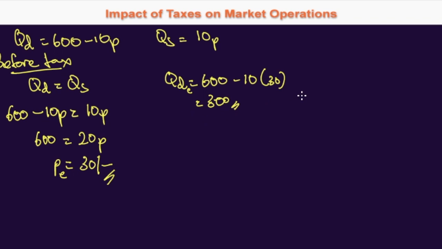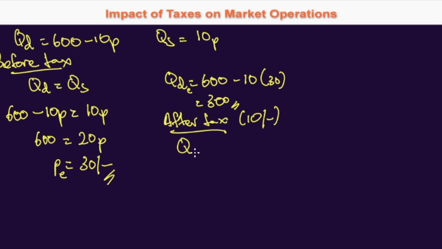Now after the tax being imposed, so you can see after tax, 10 rupees tax is being imposed for each unit on the producer. So when it is imposed on the producer, it is going to affect the quantity supplied but not the quantity demanded, because the consumers are still going to pay the price P, but the producers are going to give 10 rupees to the government, so they will be getting P minus 10.